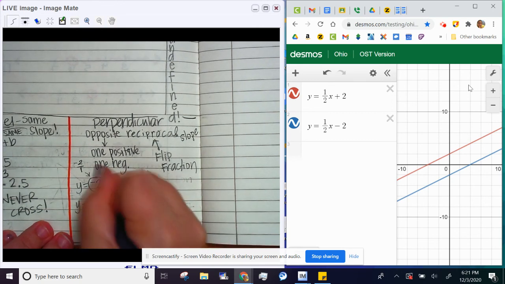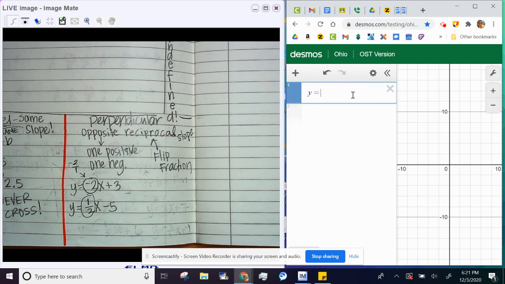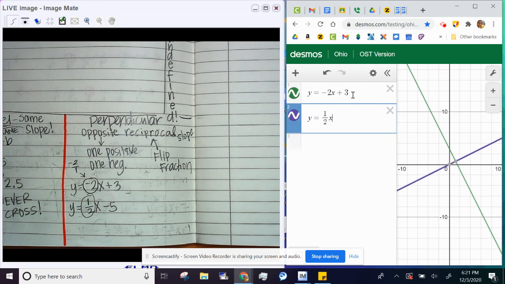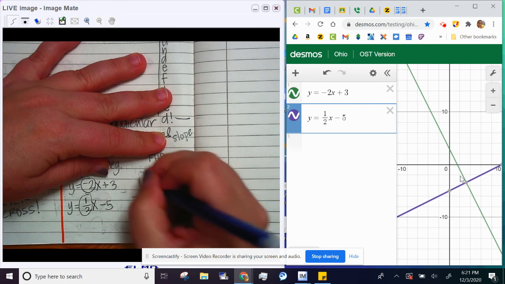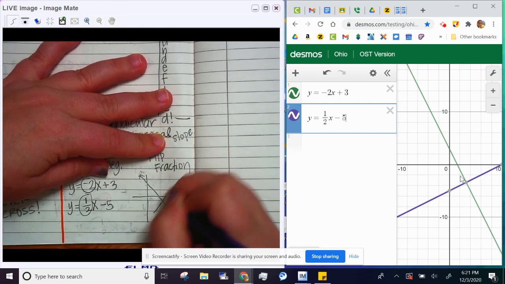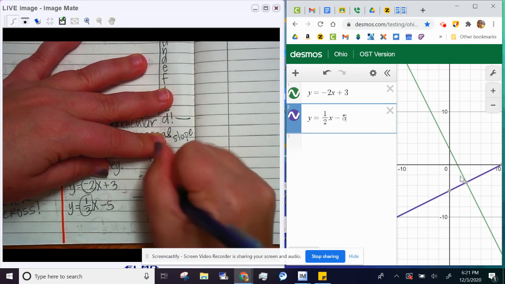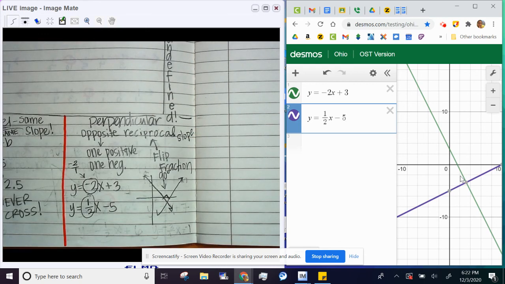Okay, let's graph it. Remember, it's got to cross at a 90-degree angle. So y equals negative 2x plus 3, and y equals 1/2 x minus 5. Yep, look at that. It looks like it's crossing at a 90-degree angle. Let's draw a picture. It looks like one is going this way, and one is going that way. And I'm going to draw the little square, and remember that means 90 degrees.